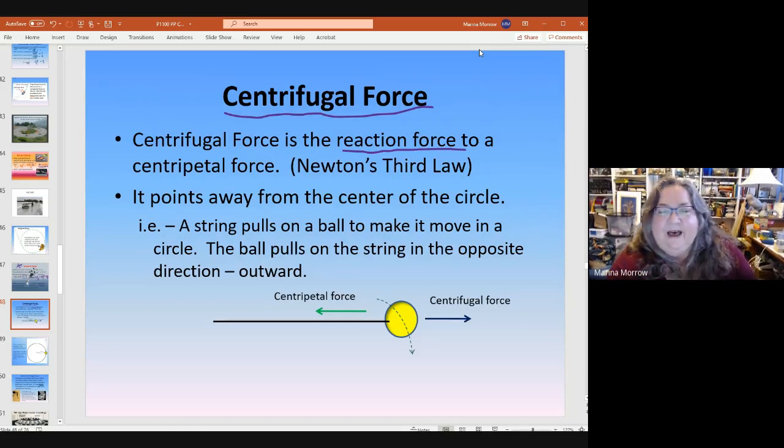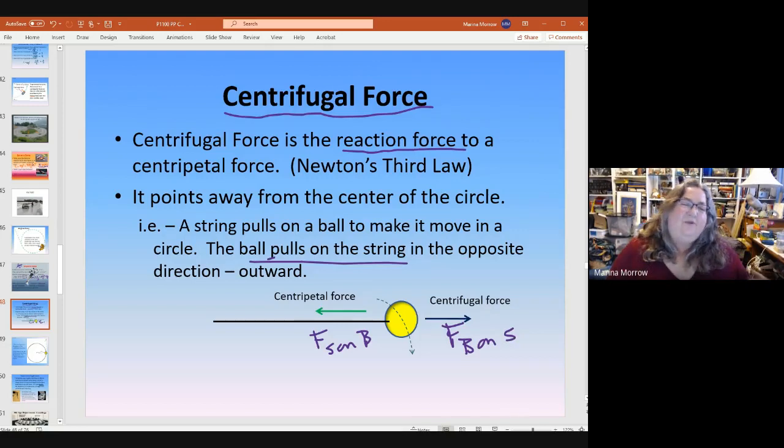So when we've got a string pulling on the ball, that's the centripetal force. But the ball also pulls on the string, right? So the ball pulls on the string. So there's the force of string on ball, and the force of ball on string. And so it only exists as long as the ball is rotating.